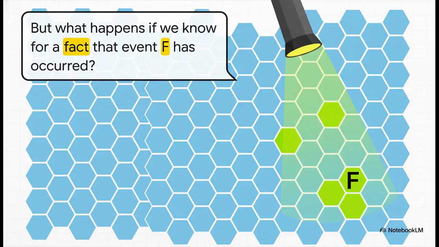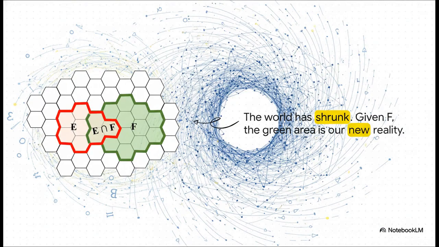But then, something changes. We get a new piece of evidence, a fact. Someone tells us with absolute certainty that event F has happened. Suddenly, our entire universe of what's possible is about to get a whole lot smaller. And just like that, our world changes. See? All of those hexagons outside the green F area, they're gone. They're impossible now. Our new reality, our new sample space, is just those outcomes inside of F. We've conditioned on F, and our universe has literally shrunk.